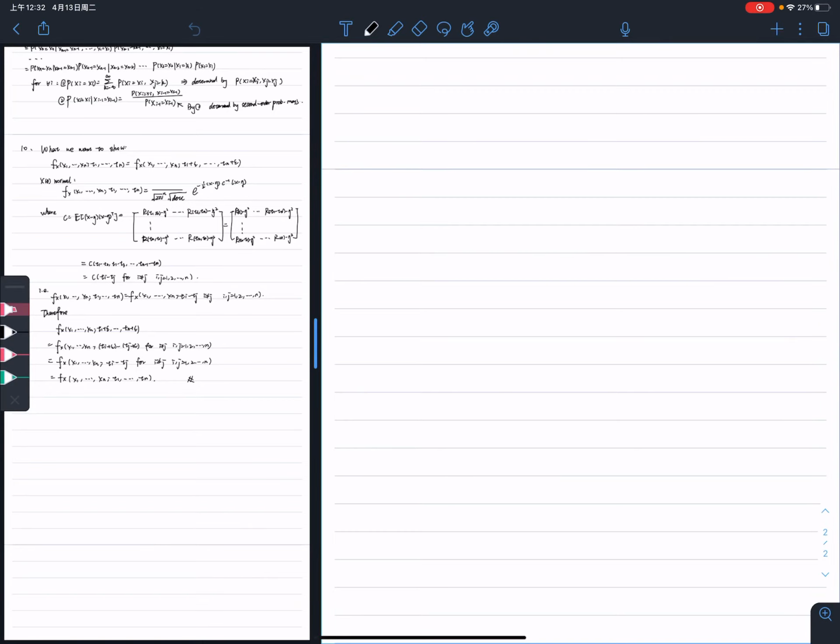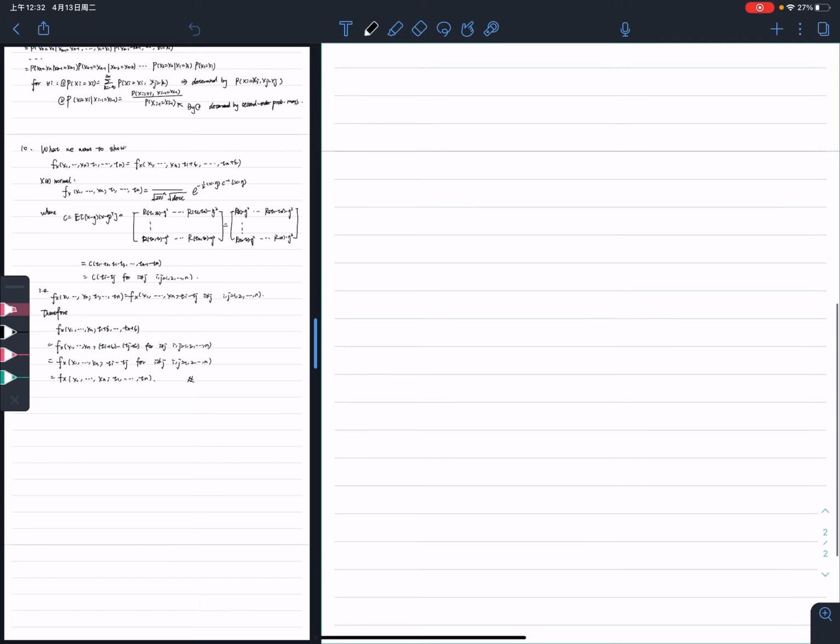Everyone, this is the proof for problem 10 in homework 8. In this problem we want to show that if X(t) is a normal process and it is wide-sense stationary, then we want to prove that it is strictly stationary.